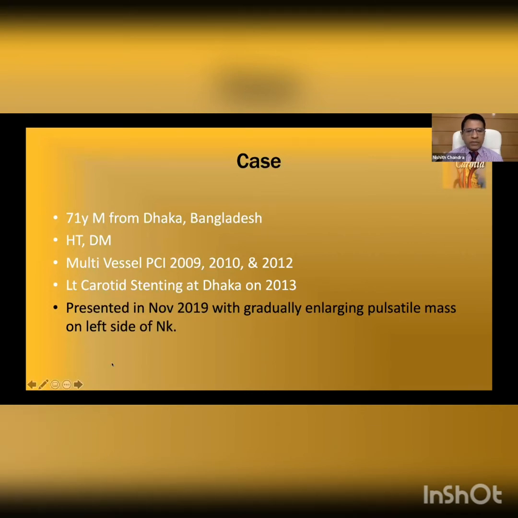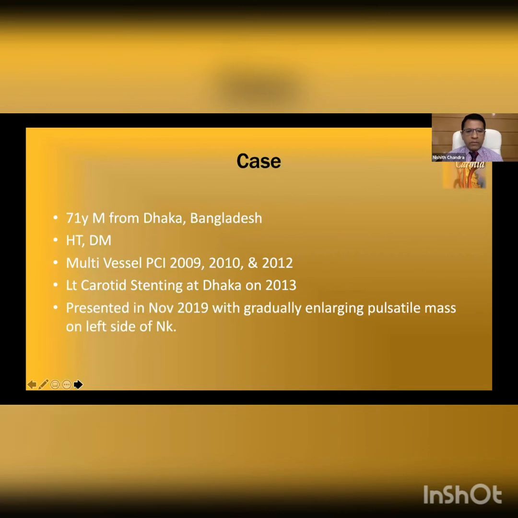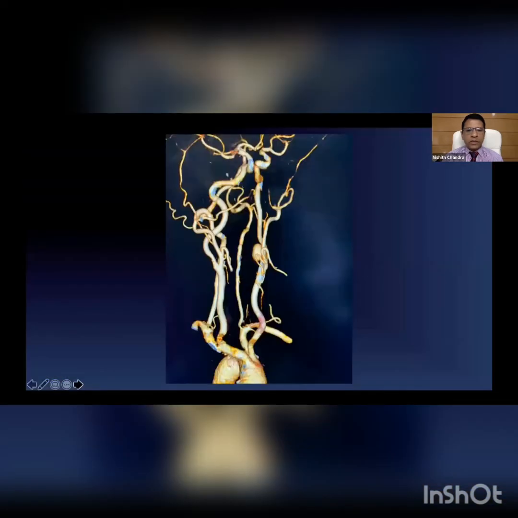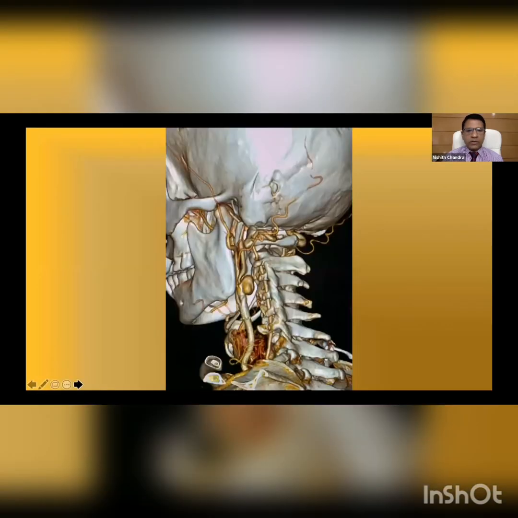And with this presentation, he contacted Dr. Mathur in India. When he came to us, we subjected him to a CT angio, and we found a large aneurysm, which is just beyond the distal edge of the previous stent in the left internal carotid artery. If we see the images clearly, you can see this large saccular aneurysm just at the distal edge of the stent.